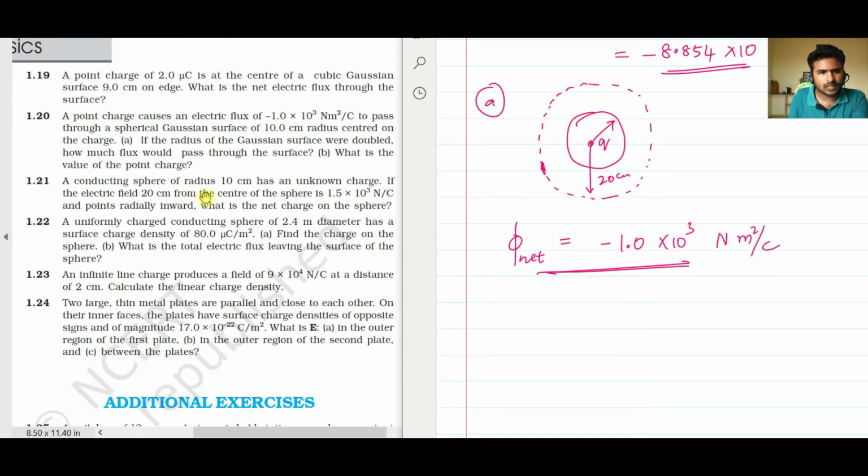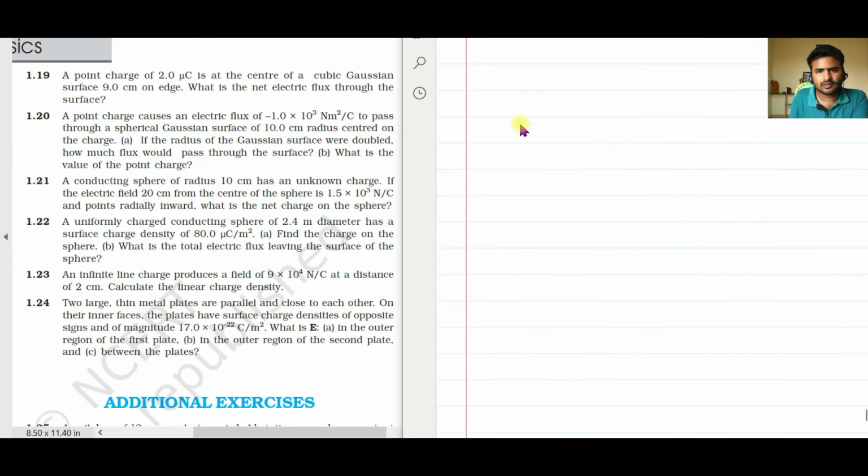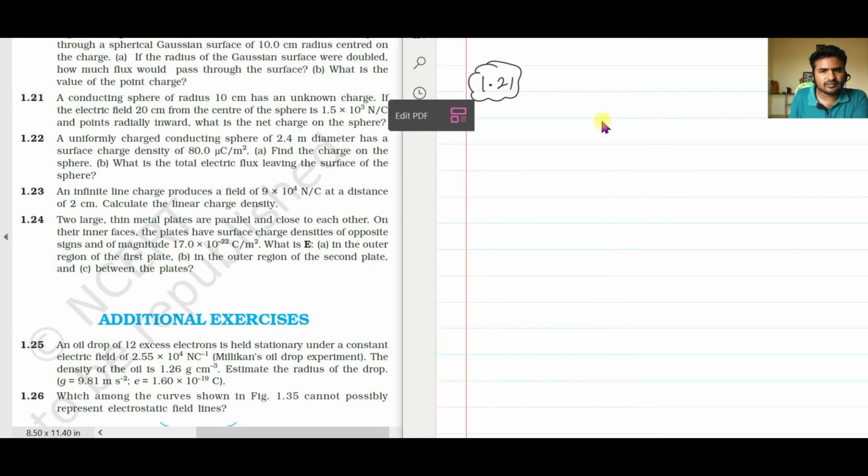Question number 1.12. I'm sorry, 1.21. All right, so this says a conducting sphere of radius 10 centimeter has an unknown charge. If the electrical field 20 centimeters from the center of the sphere is 1.5 into 10 to the power of 3 Newton per coulomb and pointing radially inwards, what is the net charge on the sphere?